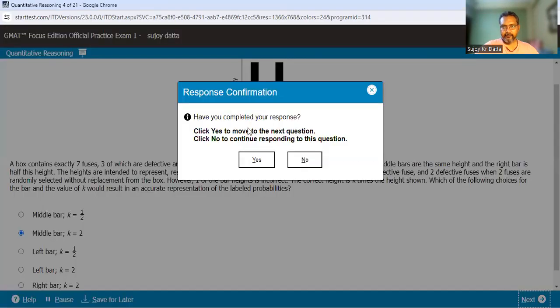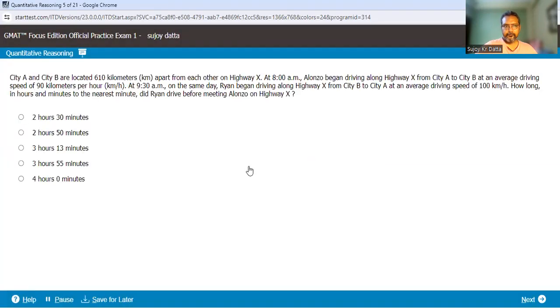Let's go to the next question. So it says city A and B are located 610 kilometers apart. Okay. At 8 a.m. A starts from city A. Let's say this is A and that's B. And this guy A starts from A to B at average speed of 90 kilometers per hour. And this is at 8 a.m.